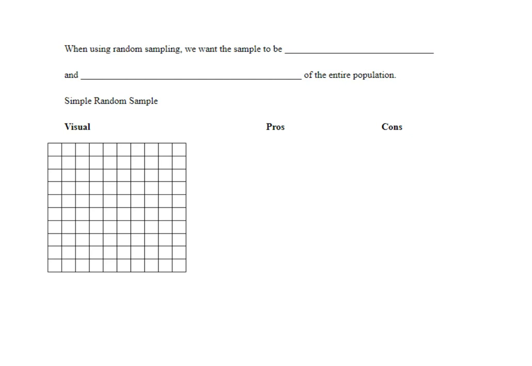When using random sampling, we want the sample to be unbiased and representative of the entire population. Now, unbiased means no favoritism one way or the other. This is kind of hard to do, so there's different ways that we can go about this.